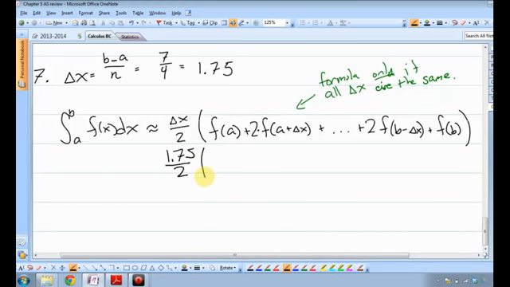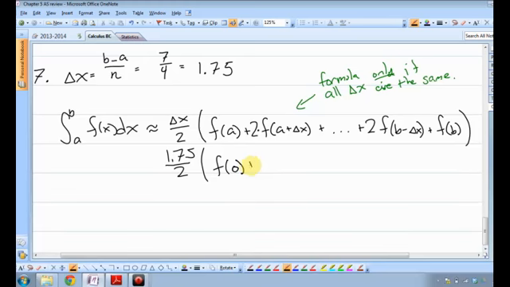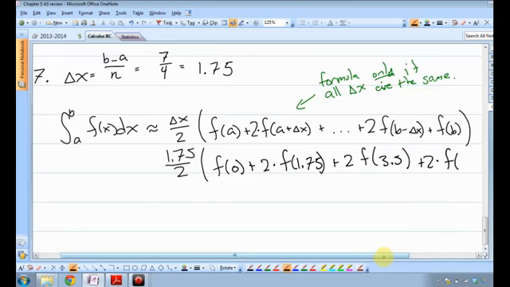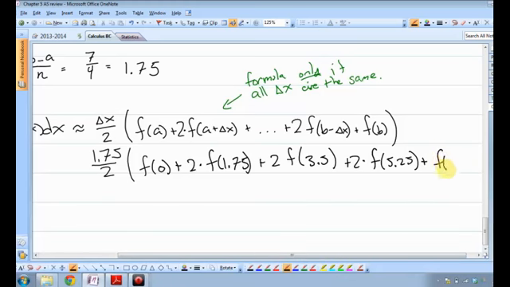Let's do this. f of a, that's f of... I forgot. What is a? 0? Plus 2 times f of 1.75 plus 2 times f of 3.5 plus 2 times f of, is it 5.25? Is that 3.5? Plus f of 7. That's not going to come out like a 7. There we go.